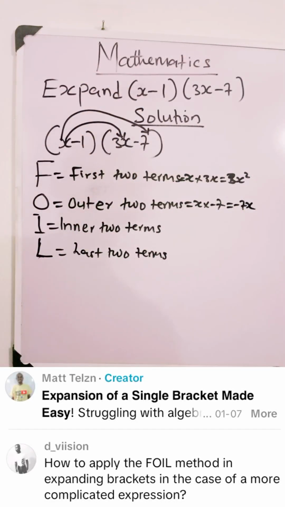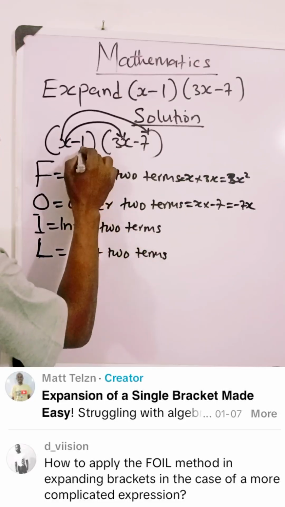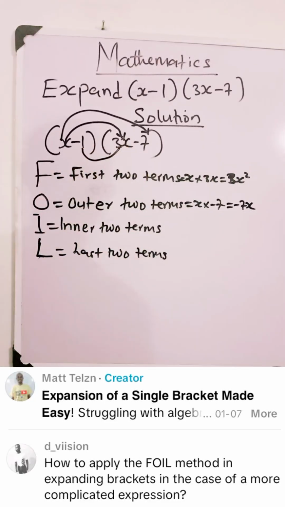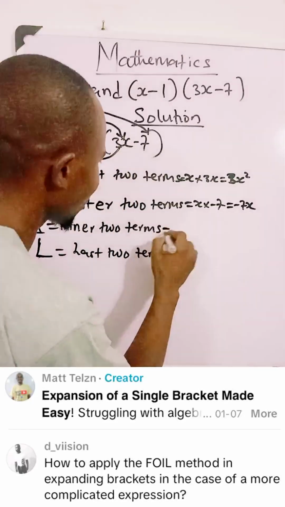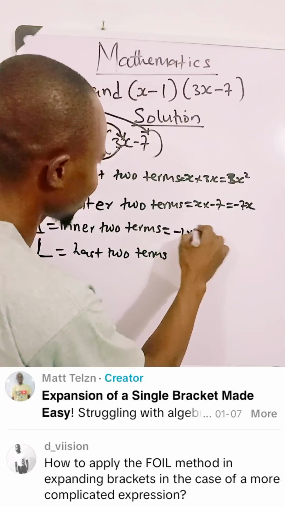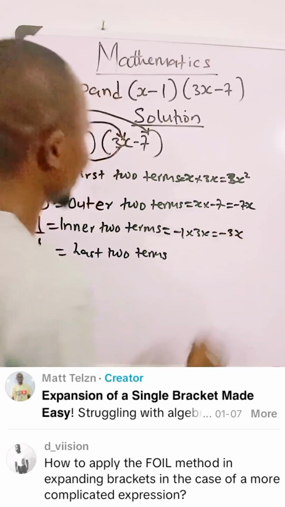Good. The next one is the inner two terms, that is minus 1 and 3x. They are the inner terms. So I have minus 1 times 3x. This will give me minus 3x, right?